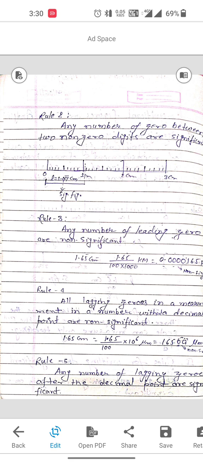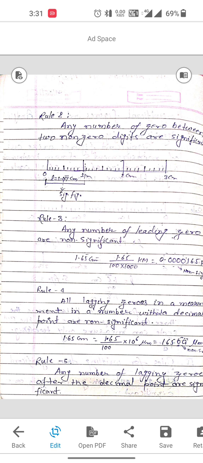Rule 3: any number of leading zeros are non-significant. 1.65 centimeter, if we convert it into kilometer, then 1.65 times 10 to the power minus 5, and this will come out as 0.0000165. These 4 zeros are leading zeros. That is why they are non-significant.